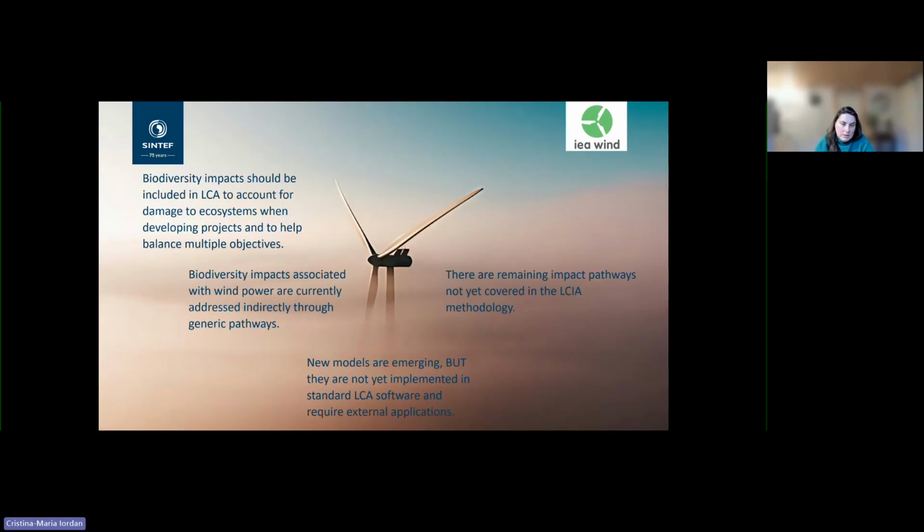Even so, there are still impact pathways which are not yet covered in the life cycle impact assessment methodologies available currently. And lastly, I would like to highlight that joint efforts across different disciplines, as they might be difficult to organize, are probably the key to move forward in the direction of improved models of biodiversity impacts from wind power systems in life cycle assessment frameworks. And this idea was highlighted quite nicely by both Matthias and Roel. Yes, I think that's what I wanted to summarize here.